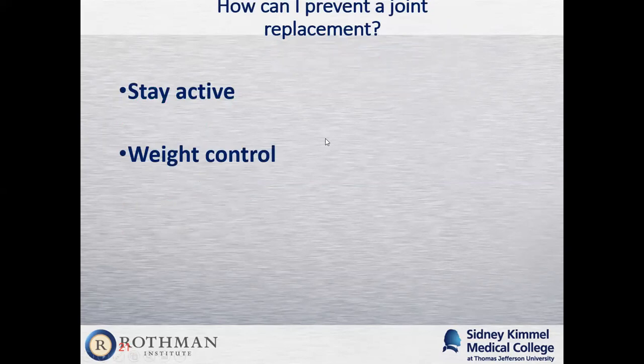So the best way to prevent a joint replacement is to stay active, have an exercise program, which you start at a young age and do regularly, and weight control. What we know through longitudinal studies of populations is that those who are even just 10 to 15 pounds heavier in their 20s are 3 to 4 times more likely to require a knee replacement in their 50s or 60s. So weight control is a huge part of treatment of knee osteoarthritis.